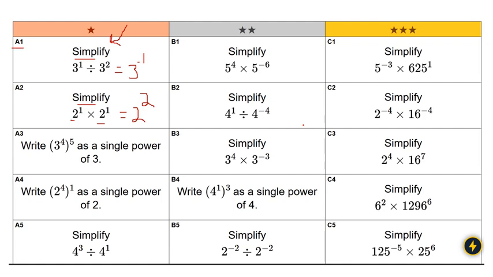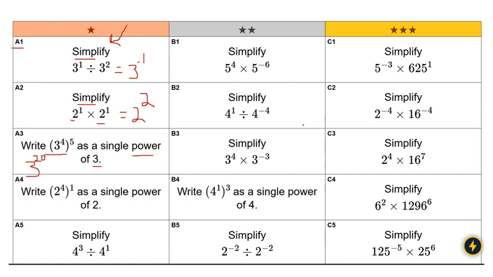What about A3, guys? Slightly trickier. Write 3 to the power of 4, all to the power of 5, as a single power of 3. When it's a power to a power, when it's a bracket, we multiply the powers. So 4 times 5 here makes 20. So that'll be 3 to the power of 20. 5 4s here make 20.